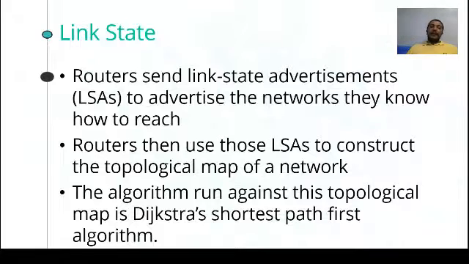Next are what we call link state routing protocols. With our link state routing protocols, these routers send out link state advertisements about the networks they know how to reach. Routers then use those LSAs to construct a topological map of a network. We're using the Dijkstra algorithm, the shortest path first algorithm, to build our network. So link state is like building a map of a country. Right? The country has places to go, and the router learns those via link state advertisements.